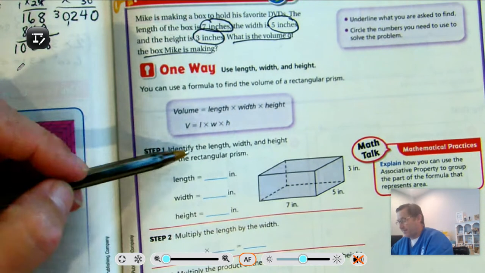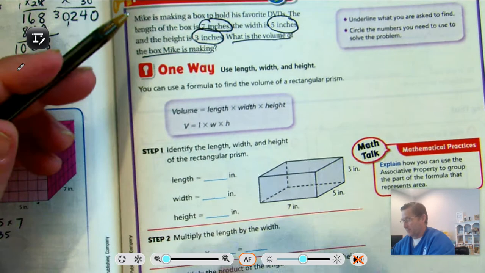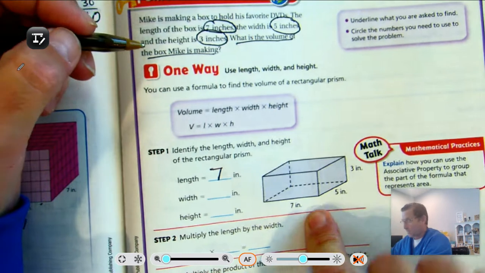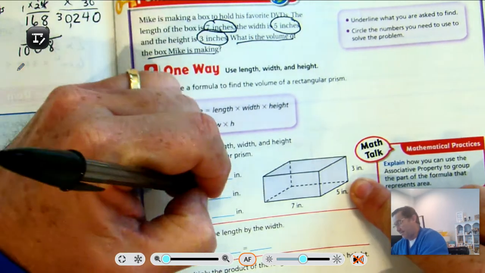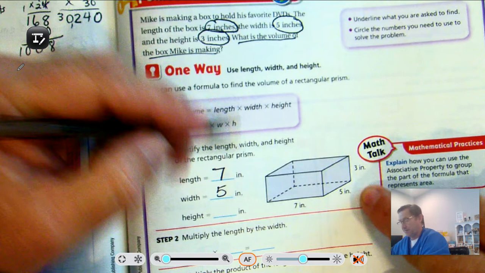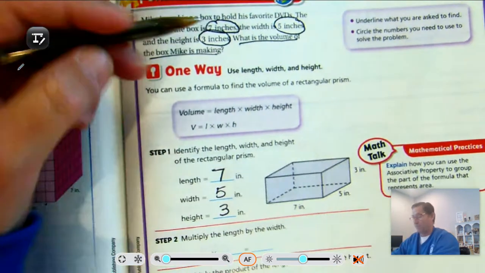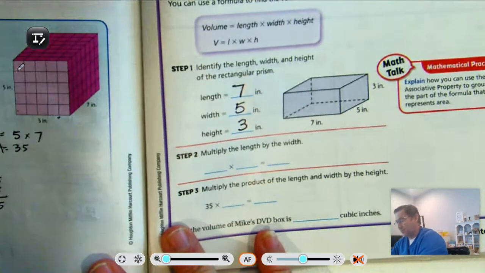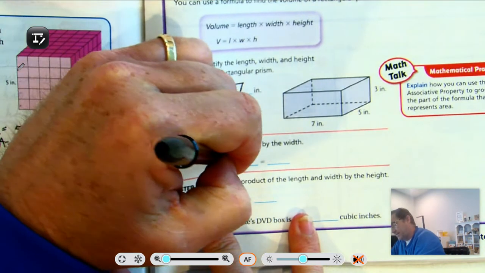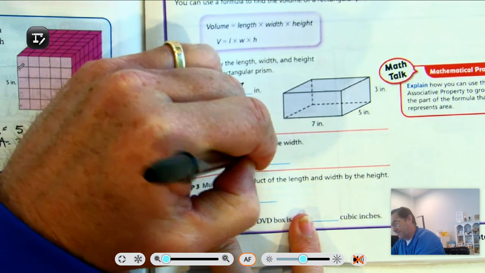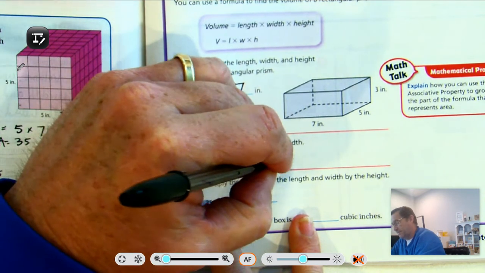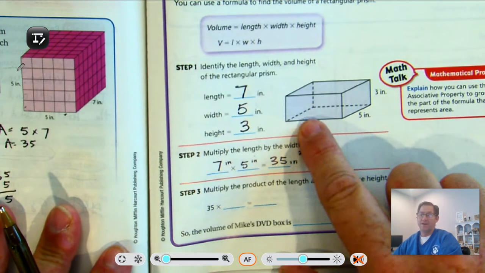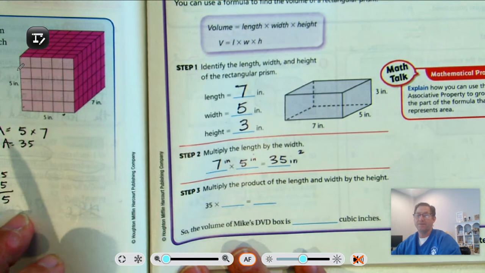So identify the length, width, and height of the rectangular prism. I see it has a length of 7 inches, a width of 5 inches, and a height of 3. Our first step would be to multiply the length and the width. So we're going to go 7 inches times 5 inches, which would give us 35 inches squared. So the base shape, the rectangle here, is 35 inches squared.